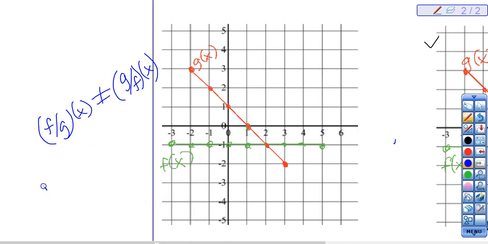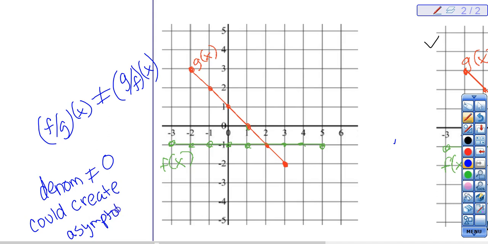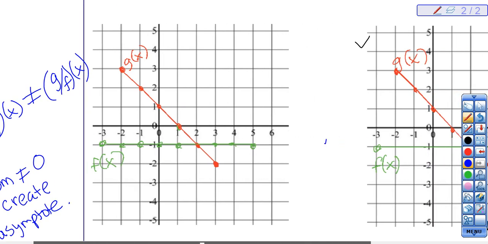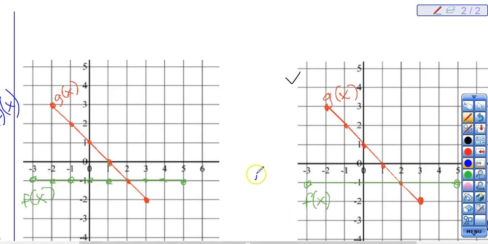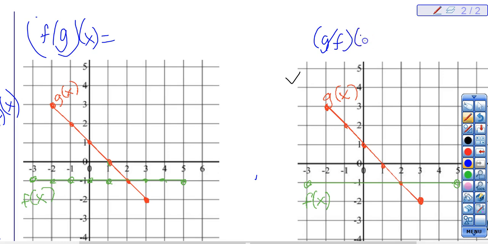Also, make yourself a little note that your denominators cannot equal 0. That is a domain restriction, which means that it could create vertical asymptotes. And I'm not going to ask you to do these on your own very much because I want to review how to graph rational functions before we do too much of this on our own. Okay, so here we're going to do the f divided by g of x, and over here, we're going to do the g divided by f of x.